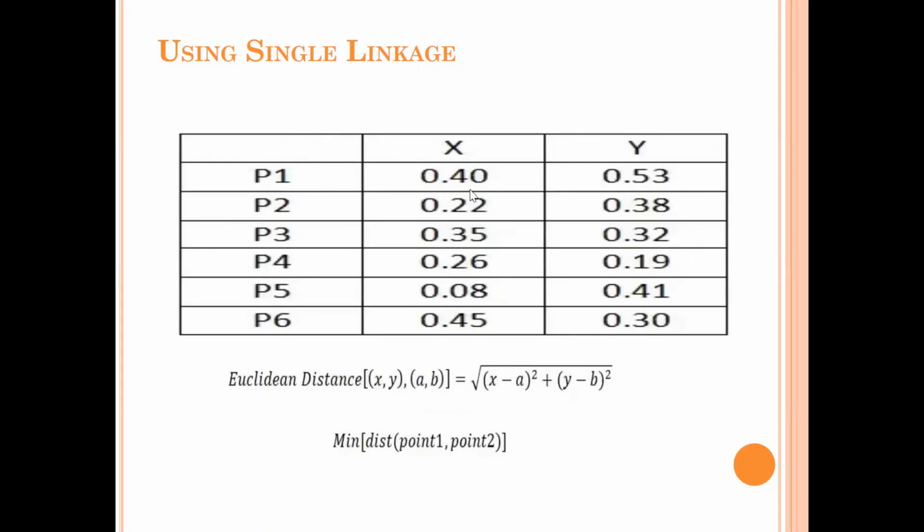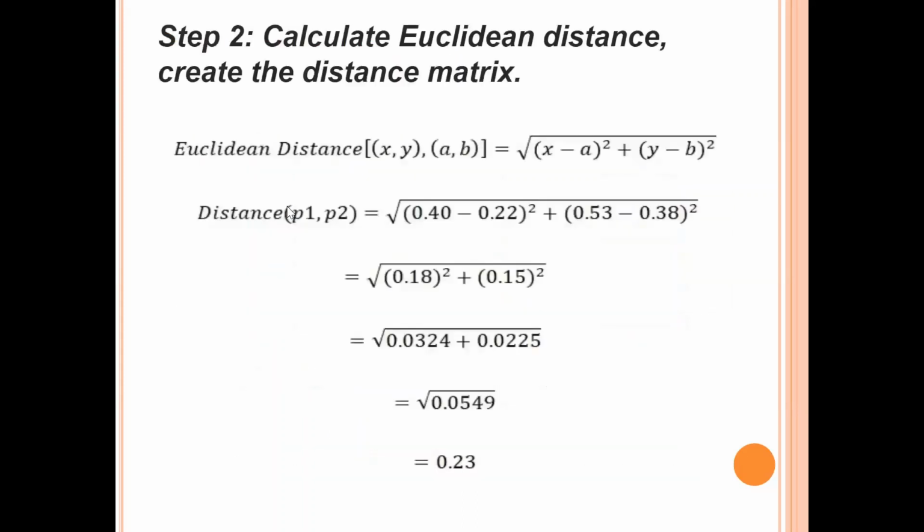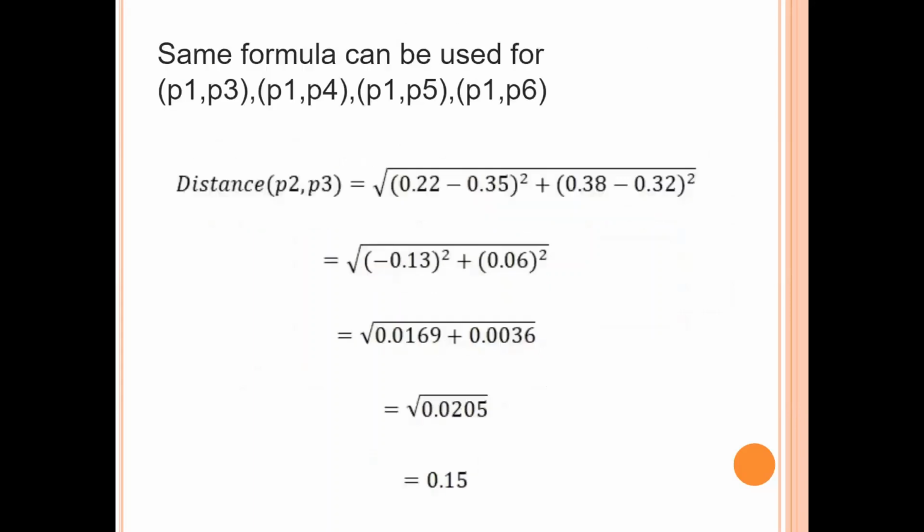Here the values given are 0.40 and 0.22 on the x-axis for these data points, and on the y-axis they are 0.53 and 0.38. We are finding the differences of these values to find out the distance between P1 and P2. Let's move on. We have found the distance between these 2 points. Okay. Similarly, we will find the distances for P1, P3, P1, P4, P1, P5 and P1, P6.